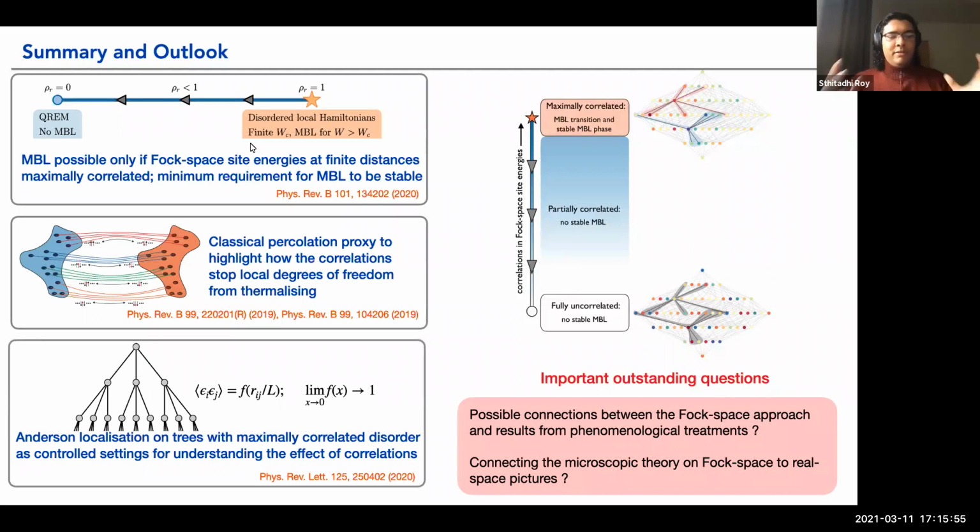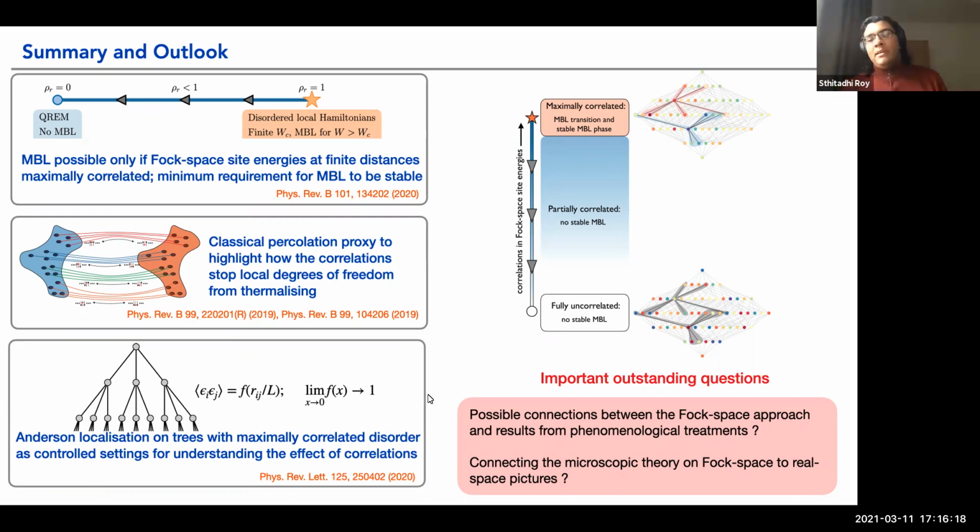I basically tried to argue in favor of this in three ways. I talked about a calculation based on propagators on the Fock-space. I talked about a classical percolation proxy, which gave you a physical picture for what happens with the correlations. And then I looked at an Anderson localization problem on a tree with a similar motivation.